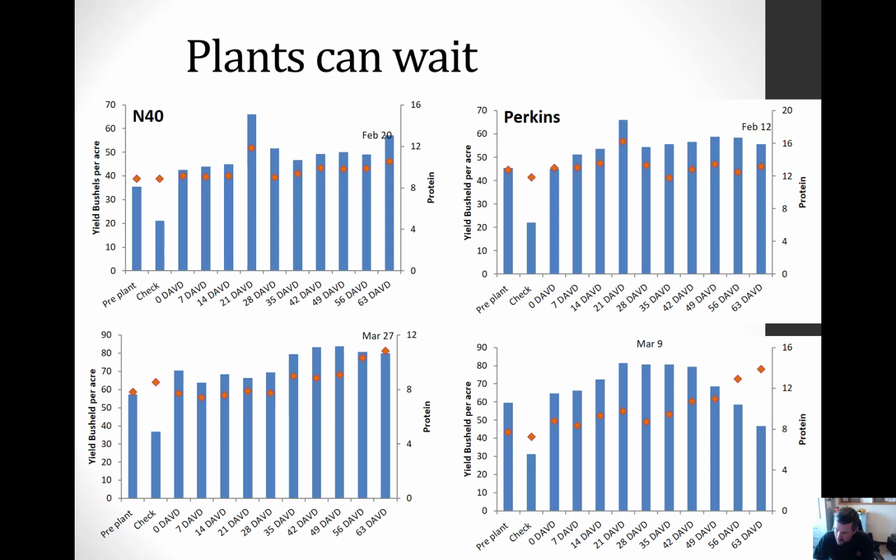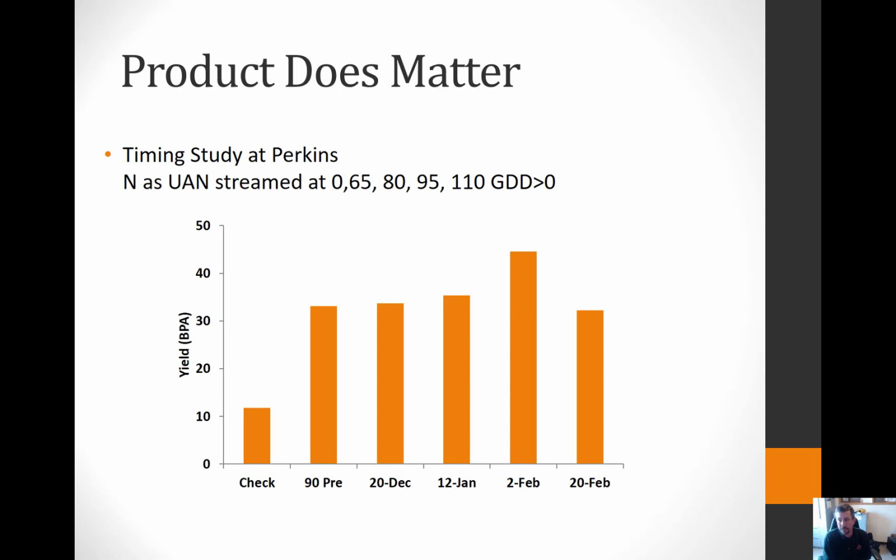The plants can wait. We don't have to go before hollow stem if we have the equipment. We have sprayers, we can go on. If we have a deficiency develop post hollow stem, that does not mean we are out. We still have an opportunity to gain a lot of ground if we know we have a deficiency and we can fertilize. The catch to it. Similar plots at Perkins. This is 90 pounds.